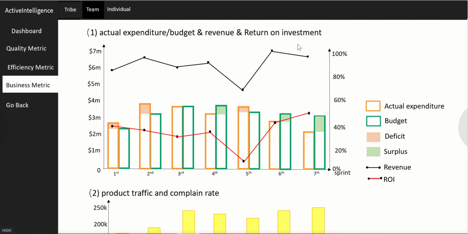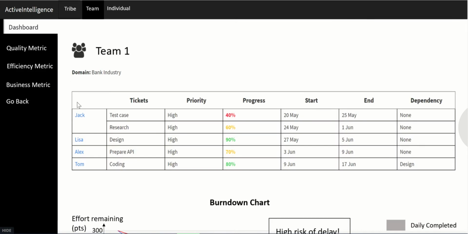Now that was the first use case. The second use case is, as a talent manager, how might I improve and retain key talent? So let's go back to the dashboard. From our team one, as I mentioned last time, there are 4 different people working: Jack, Lisa, Alex. So let's go into Jack's profile.